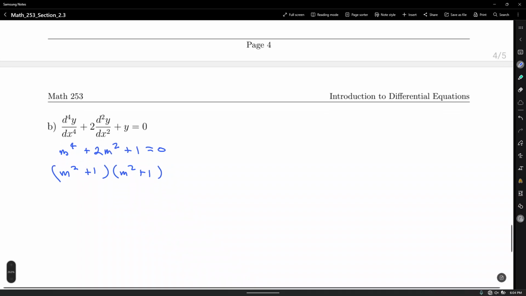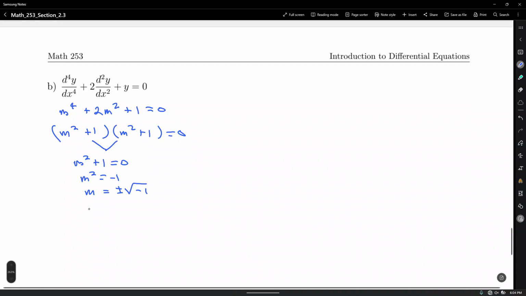Okay, guys, check this out. Over here, because this is going to be repeated, this is repeated. This will be m squared plus 1 equals 0, and m squared equals negative 1. That means m equals plus or minus the square root of negative 1, which is m equals plus or minus i. And I think I'd rather write 0 plus or minus i, just so we can see the alpha plus minus beta i.